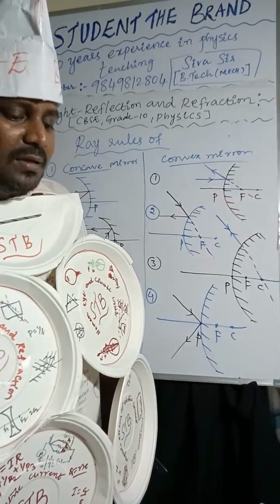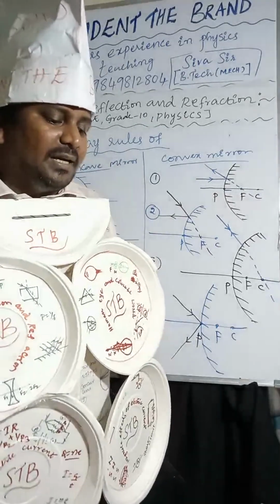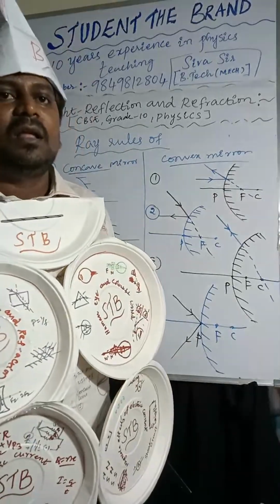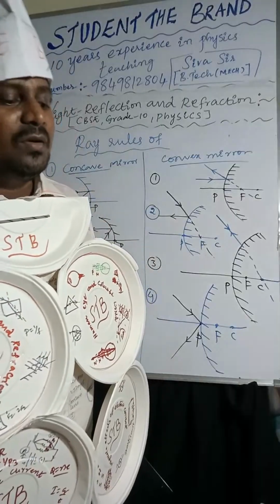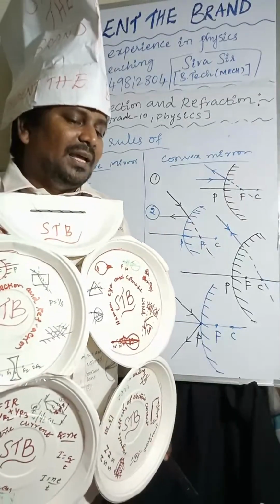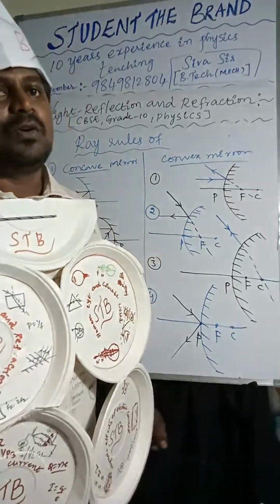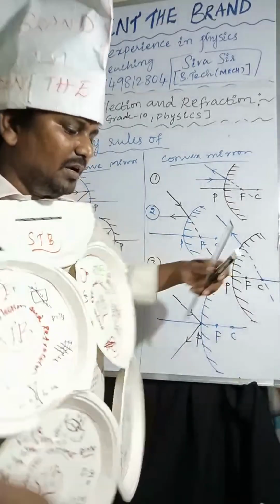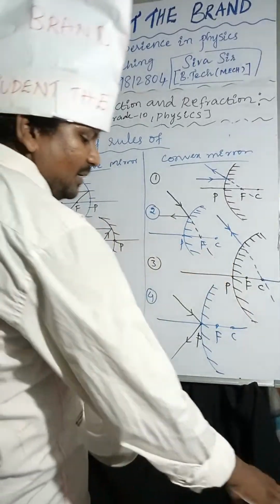Okay. So I hope it is very clear to you all. So this is about ray rules, and coming to the next one, image formations. We'll discuss image formation. Now you can go for image formations of the concave mirror.